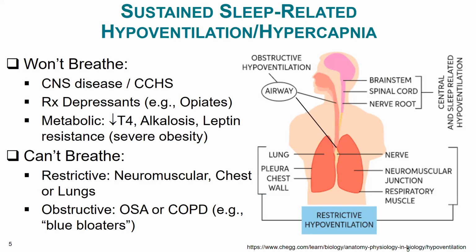And then there are folks that really just can't breathe. They want to breathe, the output from the brain is sufficient, but they either have restrictive or obstructive problems. And I would include as obstructive diseases, obstructive sleep apnea, as well as intrathoracic airway obstruction, such as COPD, as in the blue bloaters, that tend to hypoventilate dramatically overnight when they go to sleep, and have REM-related, in particular, REM-related hypoxemia and hypercapnia. And so these are the so-called can't breathe type problems.